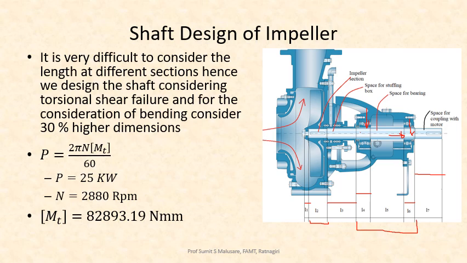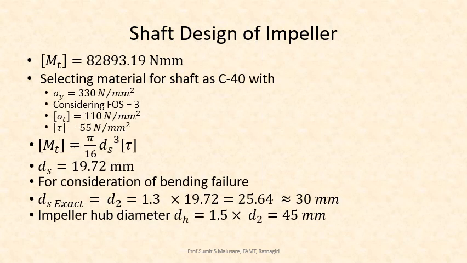From this we get the value of torque as 82893.19 Newton mm. I have assumed the shaft material as C40. From PSG 1.9 we get σy as 330 Newton per mm square. Factor of safety is 3. σt design is 110 Newton per mm square, and τ design is 55 Newton per mm square. From this we get the shaft diameter as 19.72 mm. Now, considering the bending failure, we have to take somewhat higher, 30% greater, so the answer comes out to be 25.64.